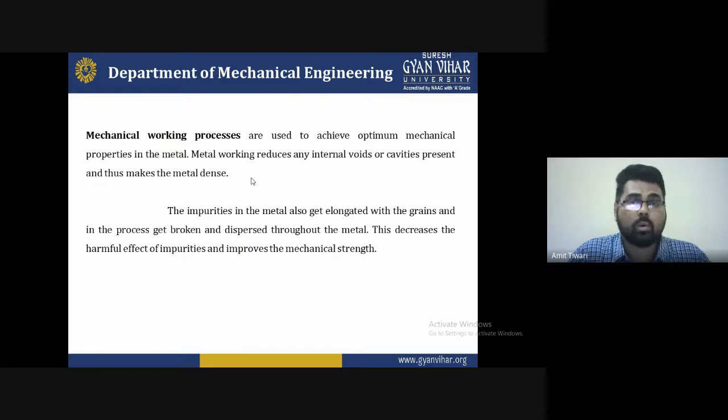There are many options, many suggestions we are providing for you to understand the mechanical properties of that particular material, which is more effective, decreasing the harm of the impurities and improving the mechanical strengthening of the material.